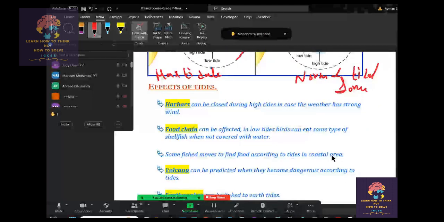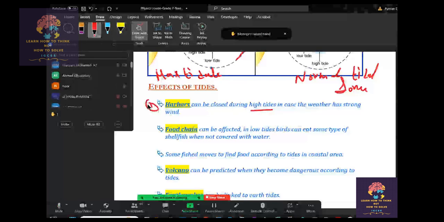Of course, the tide affects our planet Earth in many ways. For example, the harbors can be closed during high tide, because during high tide, if there is a strong wind, water can come to the land and cover it and damage a lot of things. So they close all harbors. Do you know what a harbor is? Ports, very good. A harbor is a place where boats can come and stay and exchange some goods. So the harbors are closed during high tide.